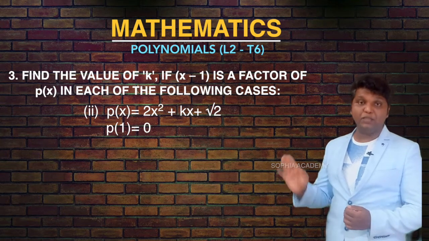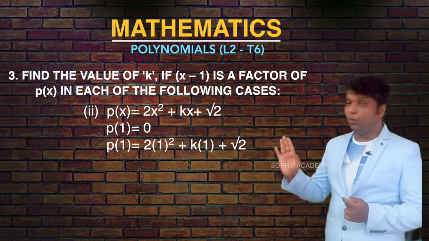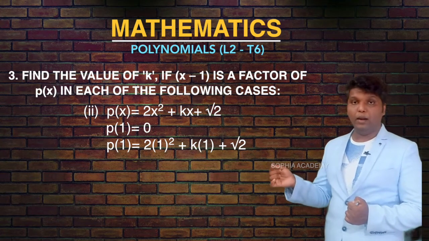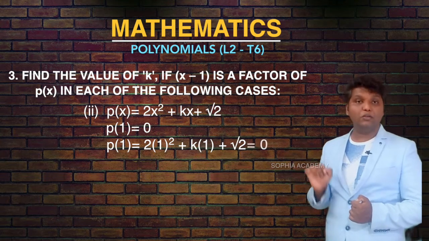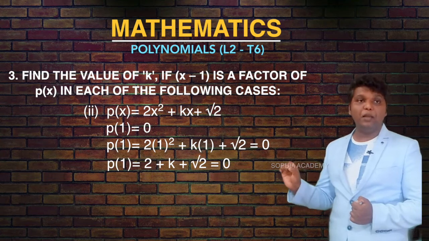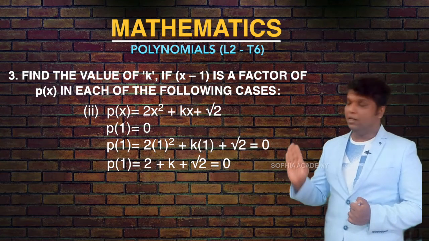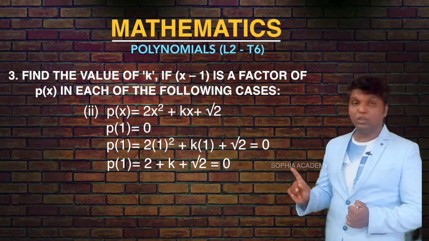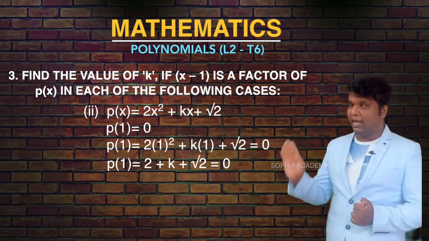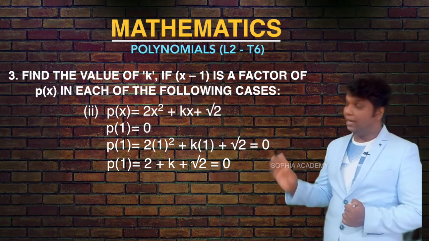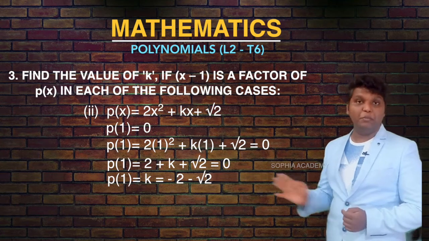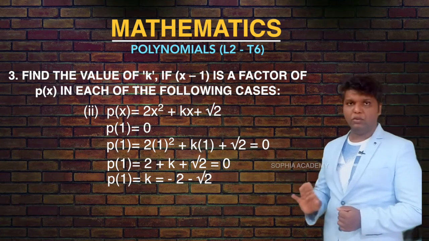So p of 1 is equal to 0. That implies, 2 into 1 square, because it is 2x square. So 2 into 1 square plus k into 1 plus root 2 is equal to 0. Now 2 into 1 square is 2 into 1, which is 2 itself. 2 plus k into 1 is k itself. So 2 plus k plus root 2 is equal to 0. Now keeping only k on the left hand side and taking all the other terms to the right hand side, k is equal to minus 2 minus root 2. Both of them will become minus, right? Minus 2 minus root 2. That's the answer.